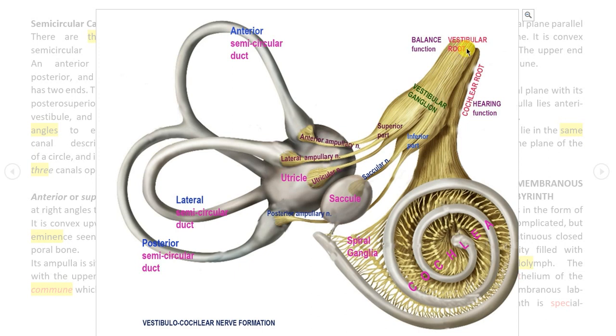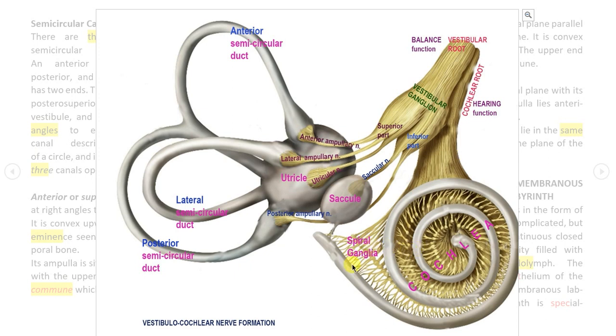So this is our vestibular nerve, this is our vestibular ganglion, superior part of the ganglion, inferior part of the ganglion. The superior part will supply the anterior and lateral ampullary nerves plus the utricular nerve. The inferior part of the ganglion will supply the saccular nerve and the posterior ampullary nerve. A similar ganglion here is called the spiral ganglion. It is the ganglion of the cochlear nerve.